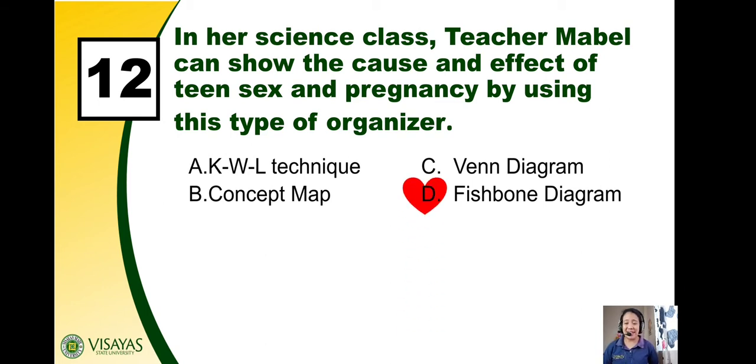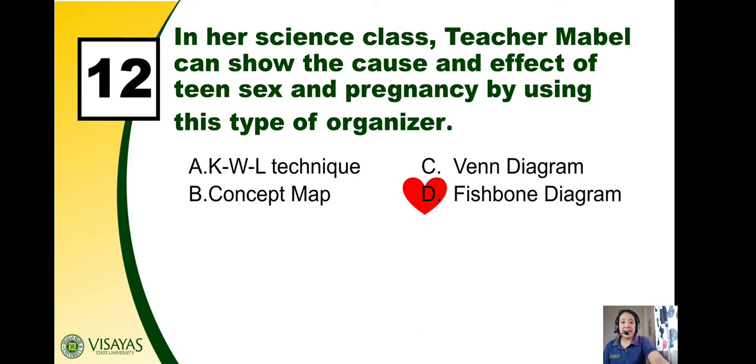So, the answer is letter D. So, we have here, in her science class, Teacher Mabel can show the cause and effect of sex and pregnancy by using this type of organizer. A. KWL technique, B. concept map, C. Venn diagram, or letter D. the fishbone diagram. Again, in her science class, Teacher Mabel can show the cause and effect of sex and pregnancy by using this type of organizer.